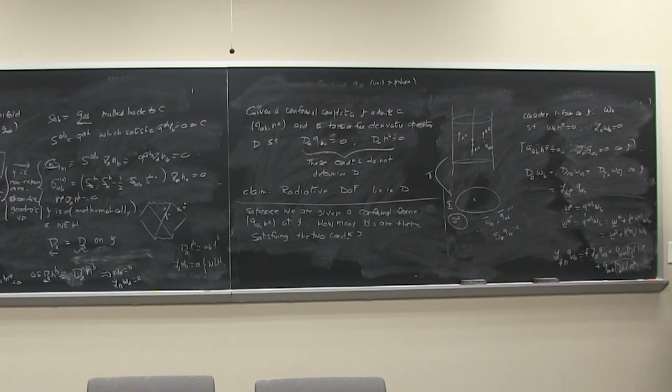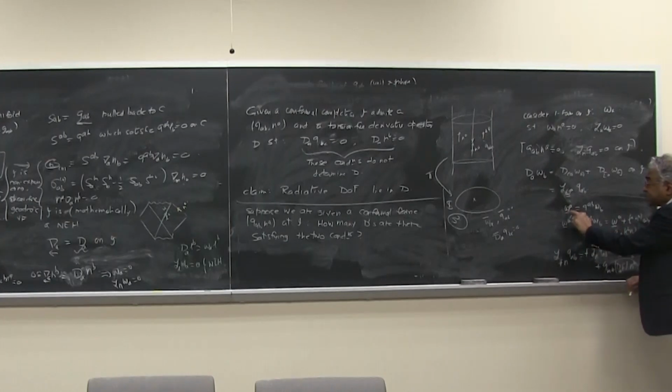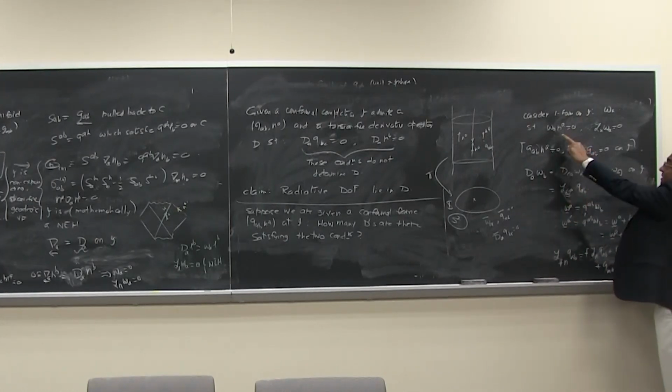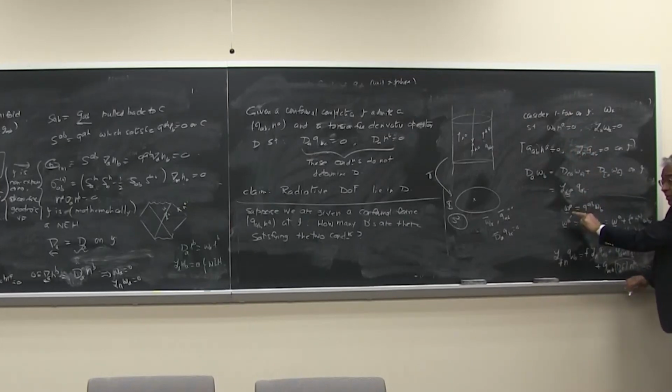Therefore, this is equal to 0. Therefore, the statement is that there is an ambiguity in what I mean by raising the index of the one form omega with this metric Q. But that ambiguity just adds to this omega a multiple of n.